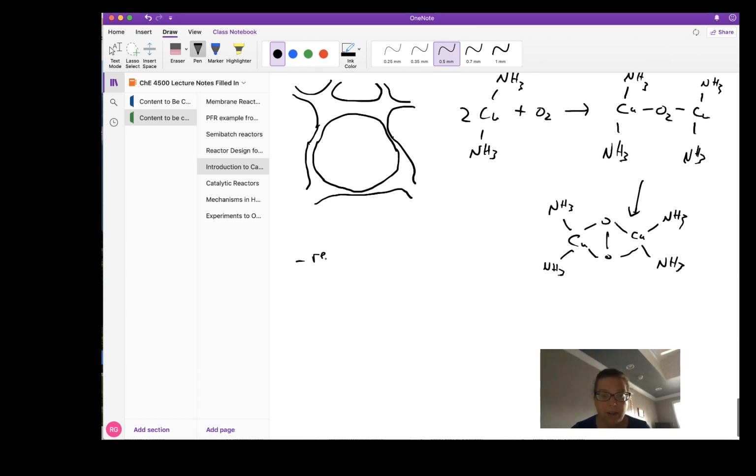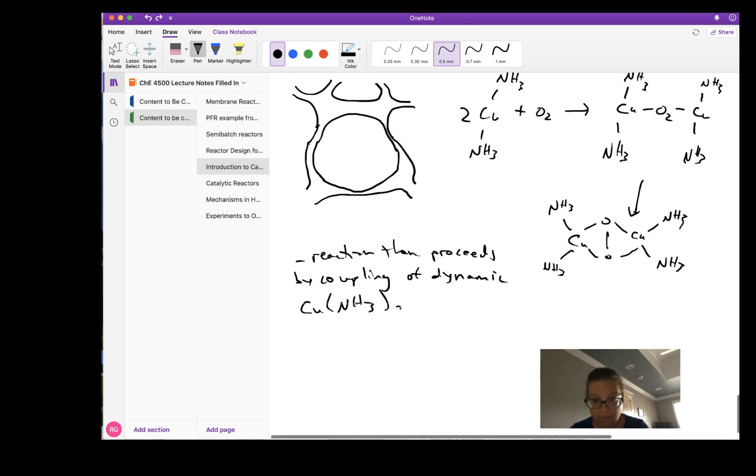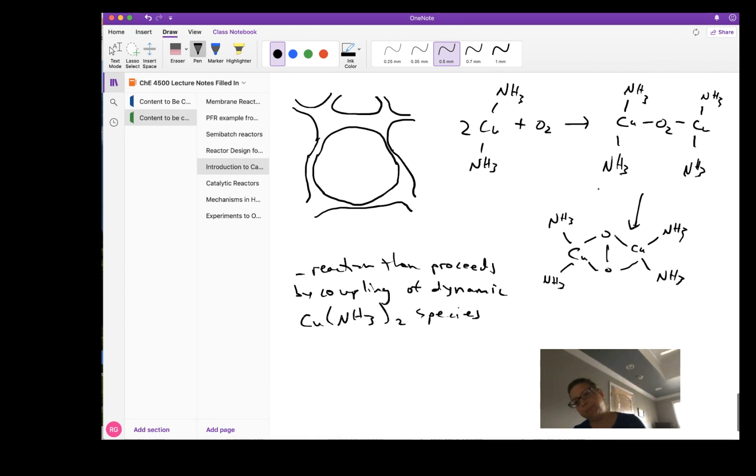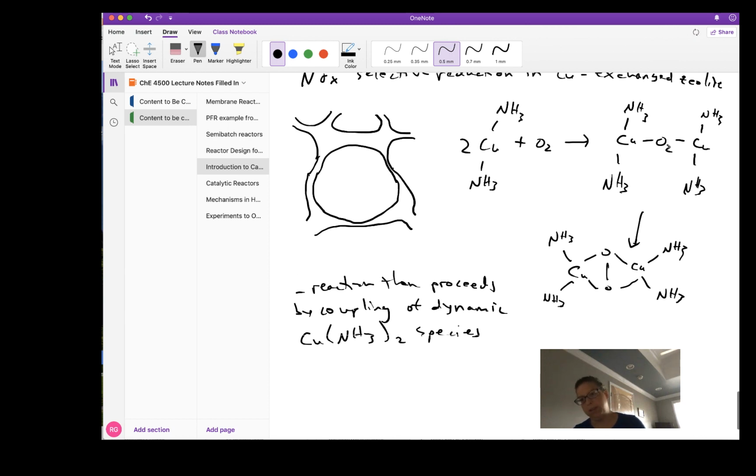So the reaction then proceeds by coupling of dynamic copper ammonia species. So a key role that these copper species play is to, again, break this oxygen-oxygen bond.